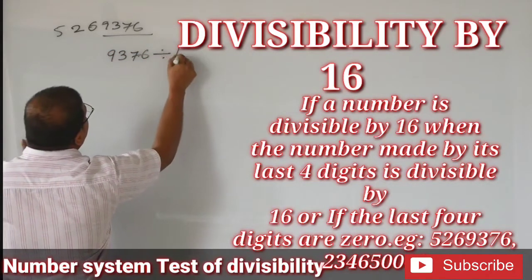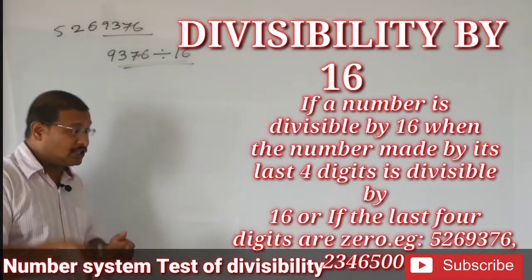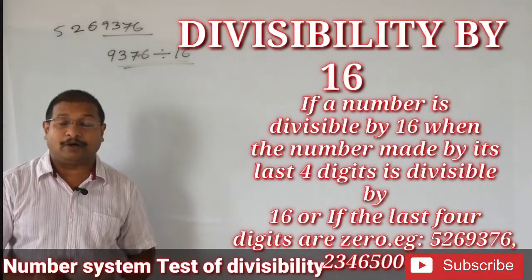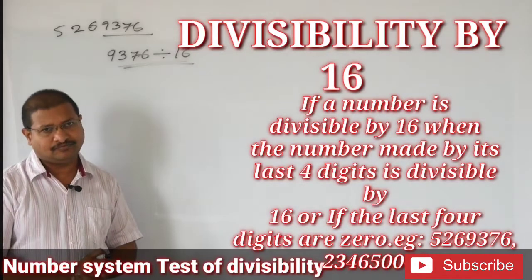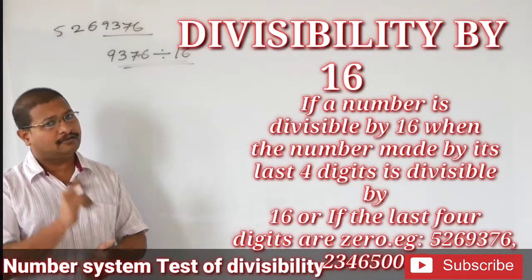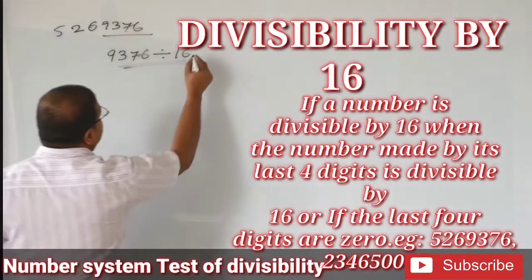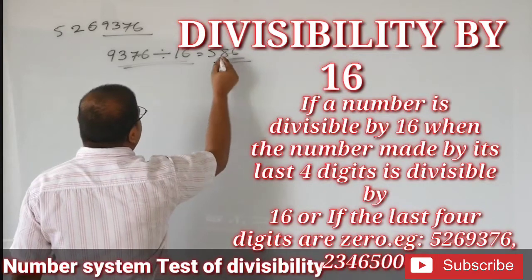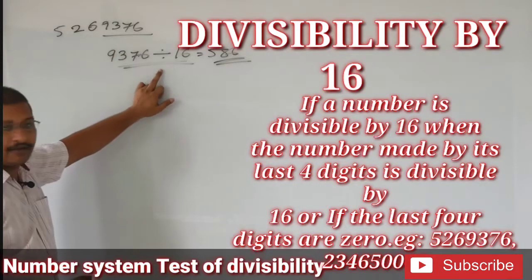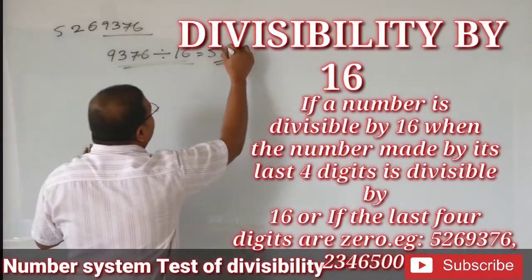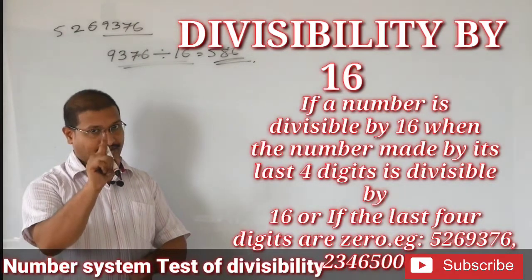Let us see by 16. You have to divide this by 16. If you divide it by 16 and you get a perfect number, then what will you say? The entire number is divisible by 16. That means when you divide it by 16, you are going to get 586. I am not going to do the step now. Kindly make sure that you are dividing the last 4 digits by 16. When you divide it, you get 586. That means the entire number is divisible by 16.